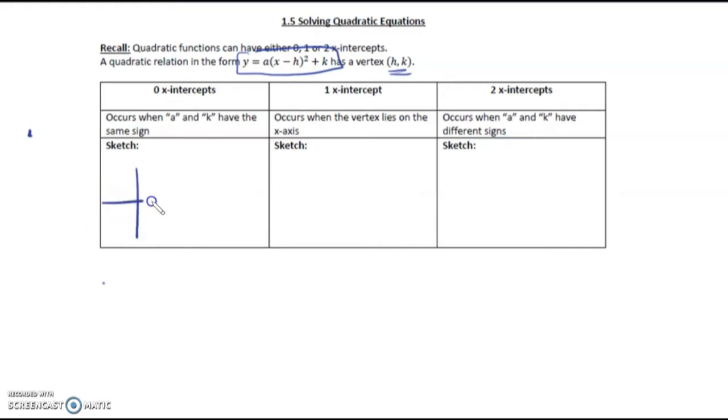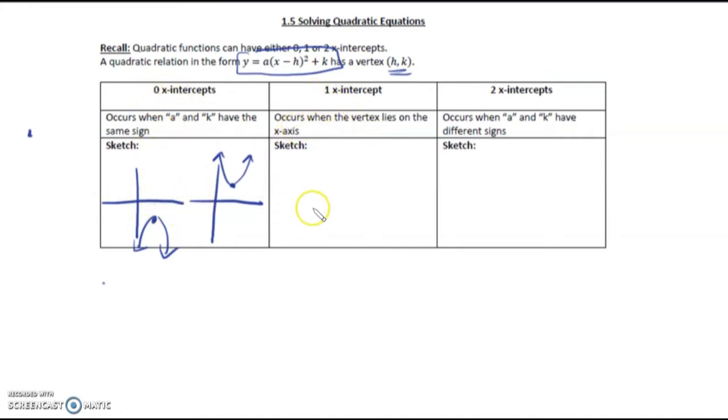This occurs when a and k have the same sign. Essentially, if the vertex lies above the x-axis and a is positive, it opens up. And if k is negative, then the vertex lies below the x-axis and the parabola opens down. In these two situations, we have 0 x-intercepts.